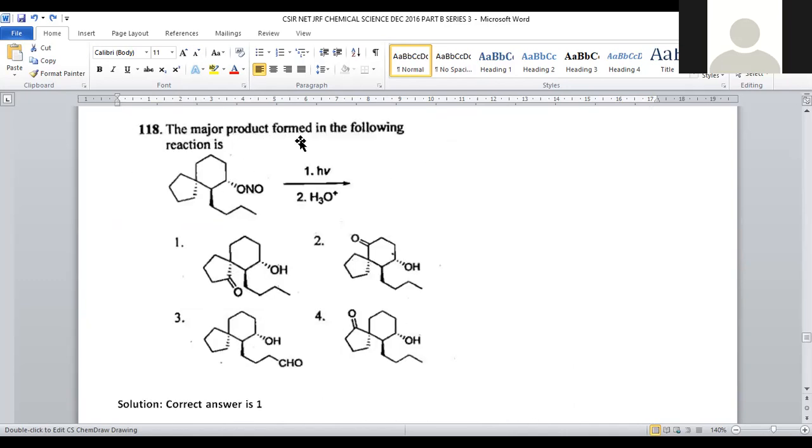In question 118, what is the major product formed in the following reaction? We are taking a bicyclic ring system with a side chain ONO, the nitrito group, and another alkyl group is also present at the second position. ONO group is there, and under H nu conditions, the delta position is free. There is a possibility of a named reaction called Barton reaction.